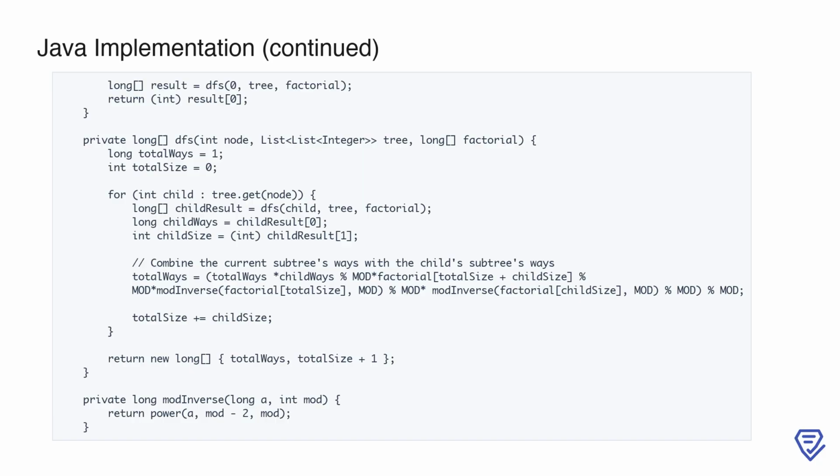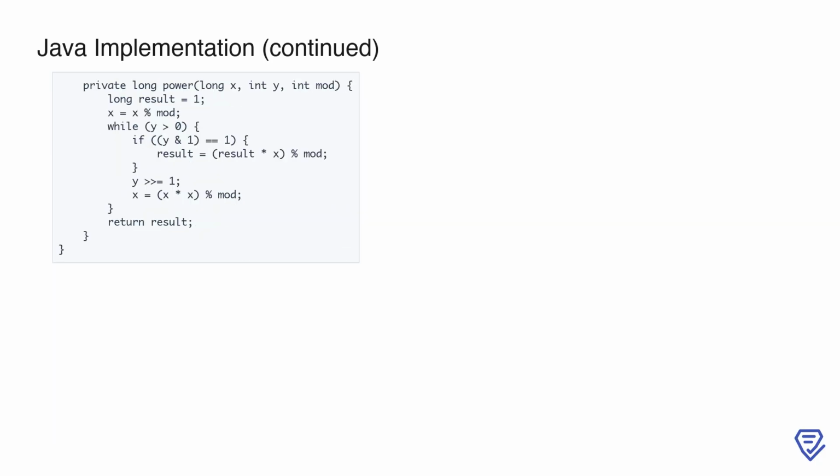This involves several steps: multiplying the current ways by the child's ways, adjusting for the combination of subtree sizes using factorials, and applying modular inverses to handle division in modular arithmetic. The mod inverse function helps compute these modular inverses efficiently. After processing all children, we return an array containing total ways and the updated total size, incremented to account for the current node itself. The mod inverse function calculates the modular inverse of a number using Fermat's little theorem, which is crucial for performing division in modular arithmetic.